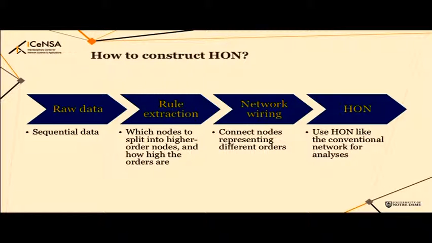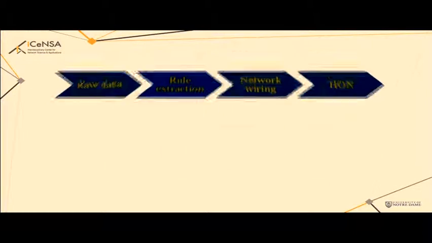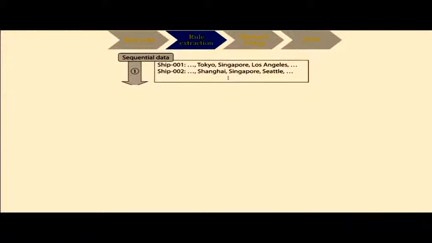So those were the important criteria in building this. The way it works is we take any sequential data. I'm going to focus on ships because we're thinking about coastal areas. I have a ship, and this is the trajectory given to me. Ship 1 goes from Tokyo, Singapore, LA. Ship 2 goes from Shanghai, Singapore, Seattle, etc.